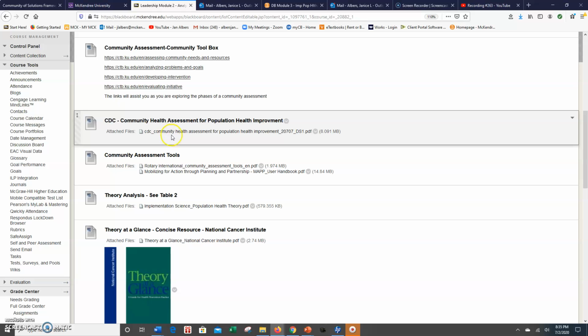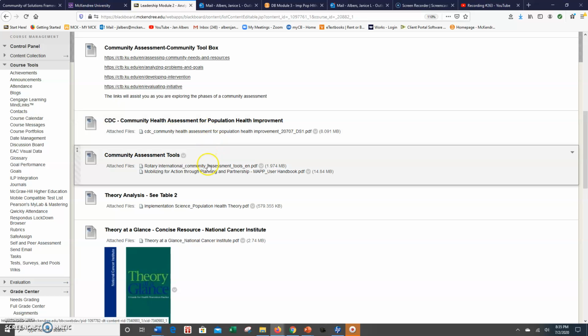And also there's some general information here at the CDC. Again, the CDC is a wonderful resource, and the Rotary tool, actually MAPP, Mobilizing for Action Through Planning and Partnership, is a very popular community health assessment tool.